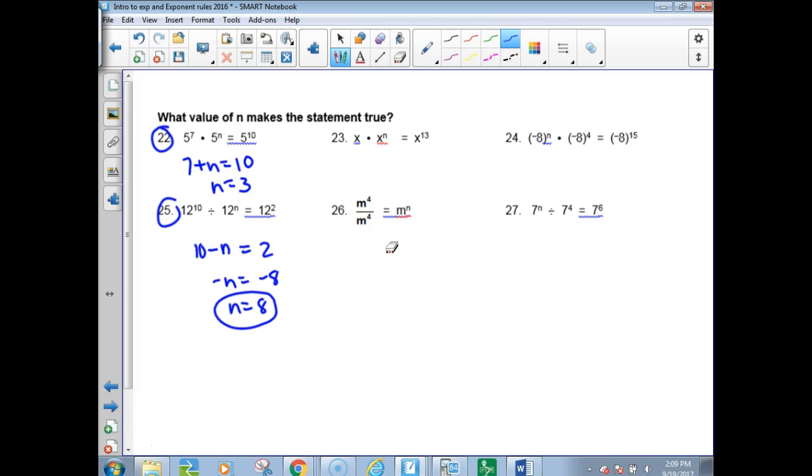This one, the n is going to be 4 minus 4. Oh, it'd be m to the 0. So n, it would be 0. I don't know why I wrote all that. Be 4 minus 4. Okay, and I think that's enough of that.